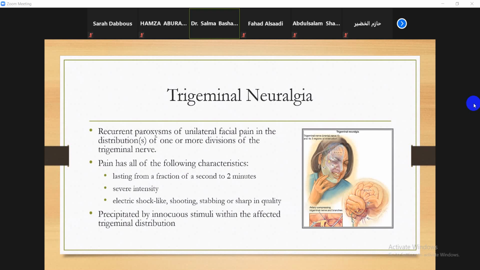trigeminal distribution. It's not uncommon for patients to describe this pain when they brush their teeth or put on makeup. So it's precipitated by sensory stimuli. It can actually induce pain if you tap over the so-called trigger zone behind the ear. You can induce the trigeminal neuralgia. So, pain induced or precipitated by sensory stimuli.